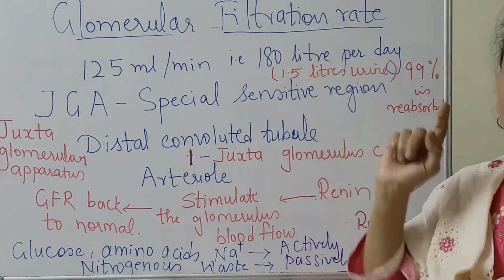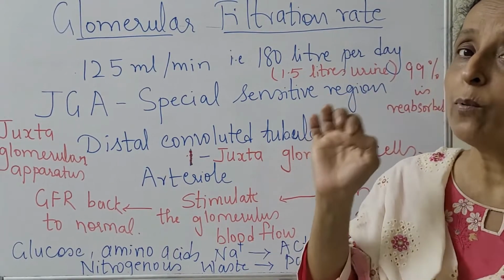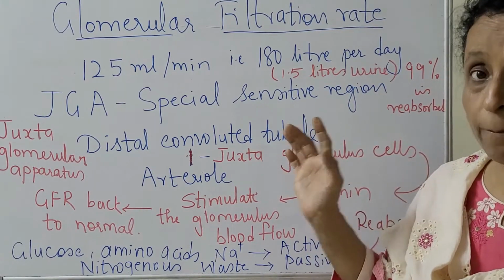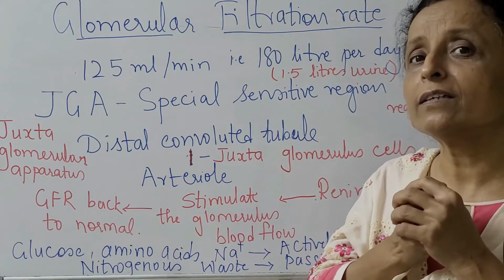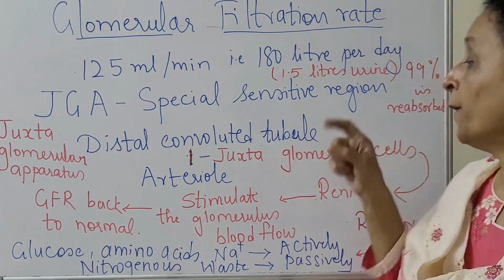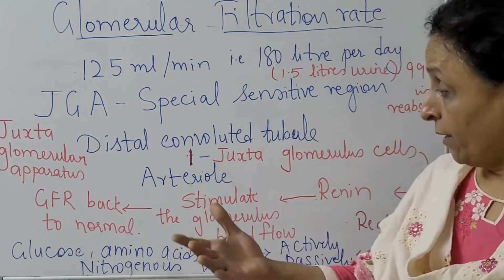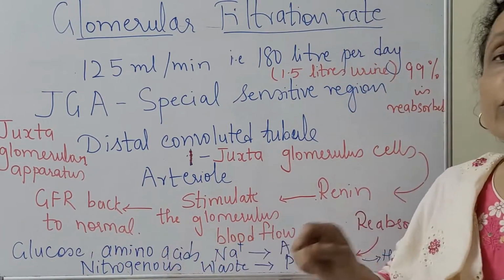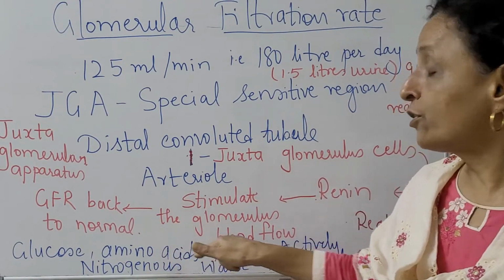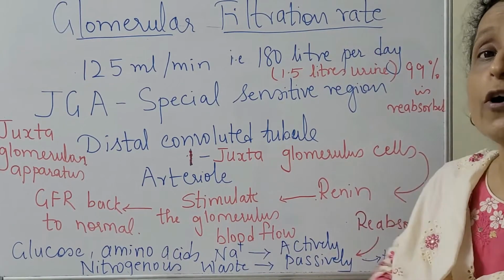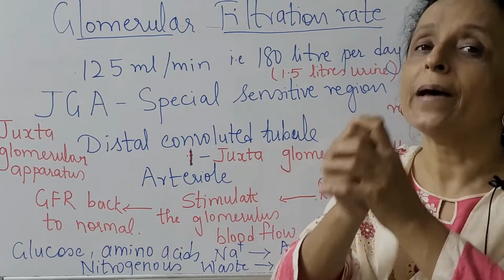Even though we produce 180 liters per day, we excrete only 1.5 liters a day because of reabsorption. 99% of water is reabsorbed. Certain other substances are also absorbed, which are glucose, amino acids, and sodium. They are absorbed actively, whereas nitrogenous waste is absorbed passively, and water sometimes actively and passively.